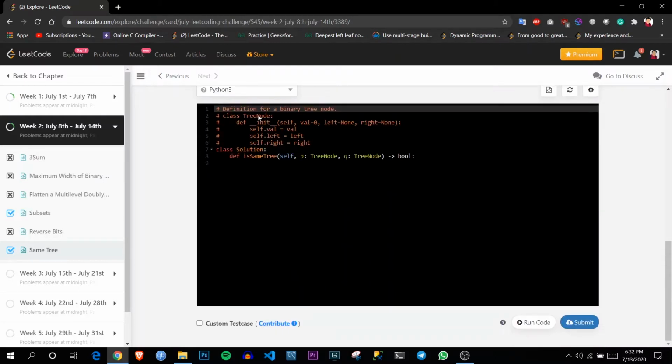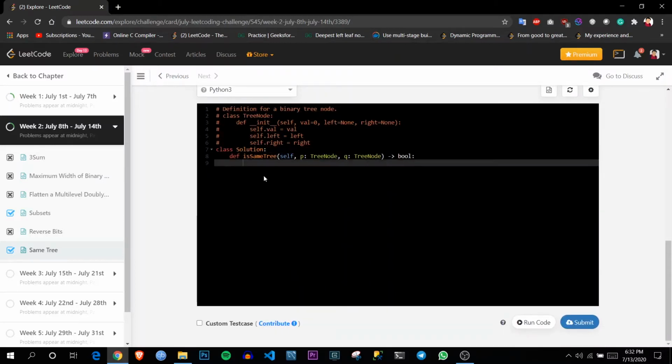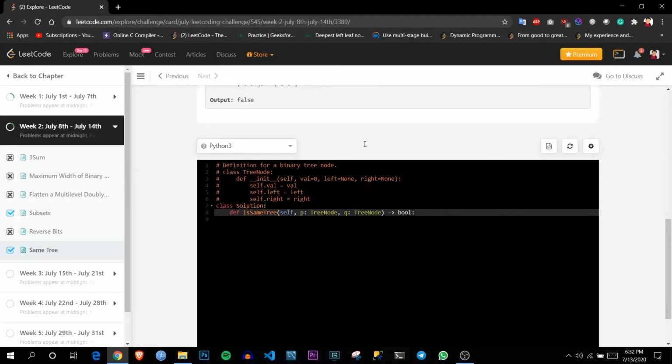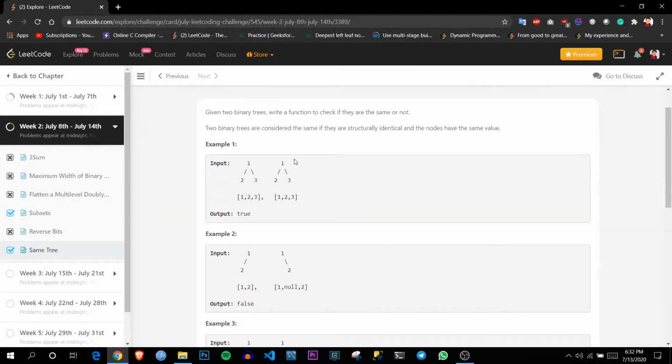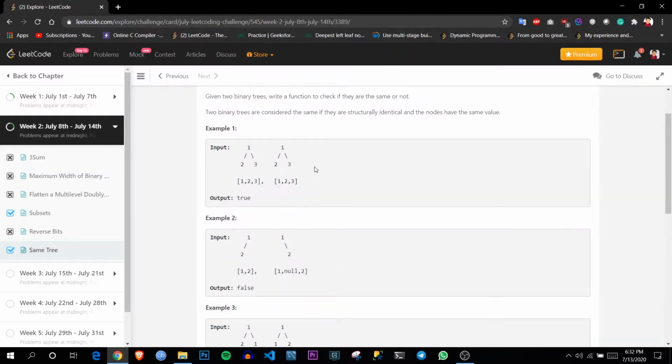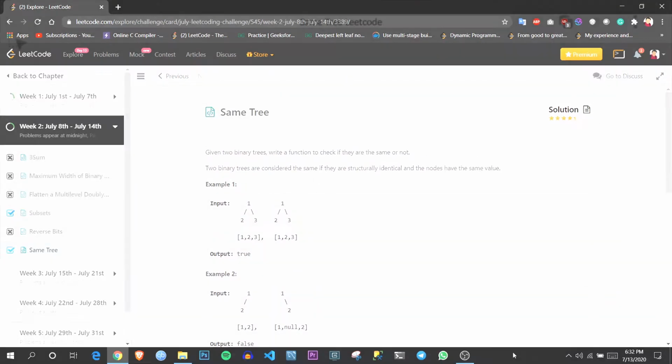So we have to write this same tree function, which should return a boolean value, and we are given two tree nodes, one is p and one is q, and we have to say if they are exactly same or not. So how can we exactly solve this problem? So let's go to the whiteboard and let's see how we can solve it.